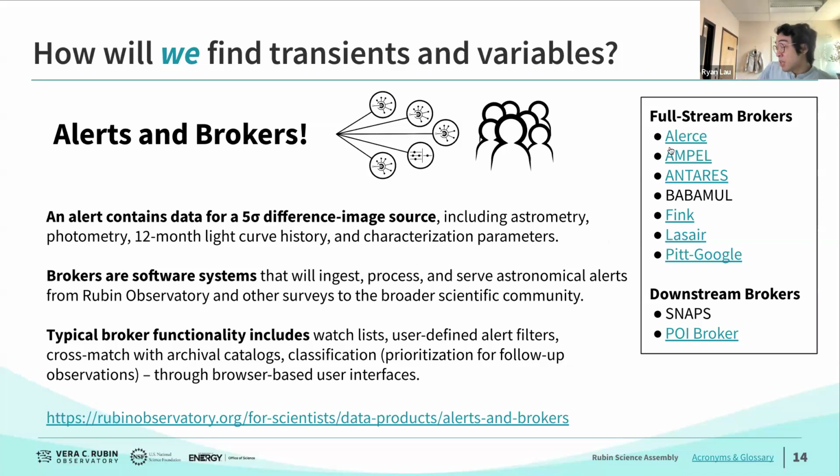Here's seven of the full stream brokers. And then here are two of the downstream brokers that do more specific science cases. But these are all the brokers that will process Rubin data, Rubin alerts. And so, yeah, typical functionality, there's like watch lists. We can have alert filters, so you can identify certain types of transients or variables that we're interested in, cross-matching, classification, and it's mainly all done through browser-based interfaces.